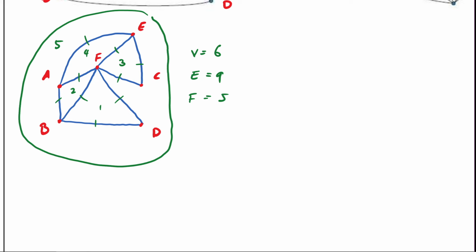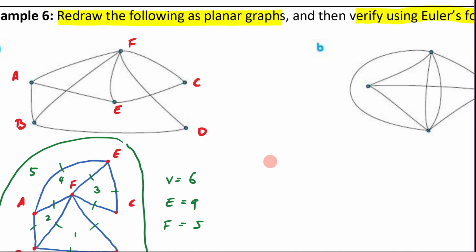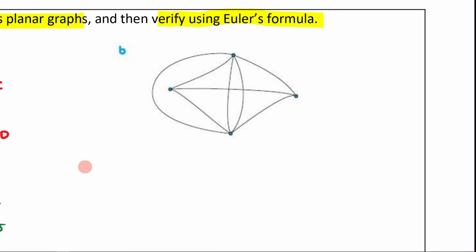We're going to say my vertices minus my edges plus my faces should be equal to 2. So if I've done this correctly, this should work. 6 minus 9 is negative 3, plus 5 is positive 2. So that means this works. 2 is equal to 2. My left-hand side is equal to my right-hand side. This works. And now we're going to do the same thing for my other one over here. You might like to pause the video and see if you can do this one for yourself.